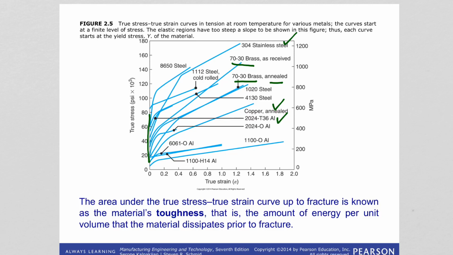The area under the true stress strain curve is known as the material's toughness. By definition, it is the amount of energy per unit volume that a material dissipates prior to fracture. This property is very important, especially if you want your material to absorb a lot of energy before it fails, such as when you are selecting materials for a car bumper, right? You want your material to maximize the energy absorption before it fails. Therefore, toughness is an important property in that sense.